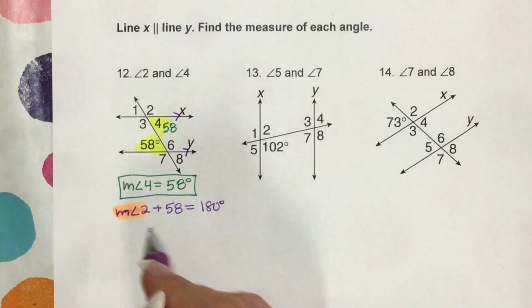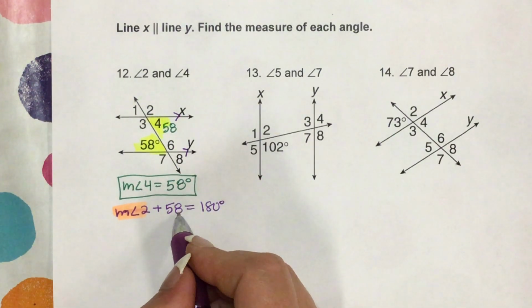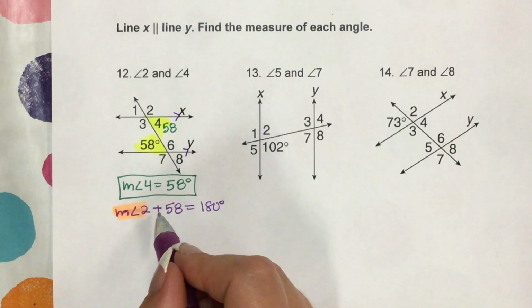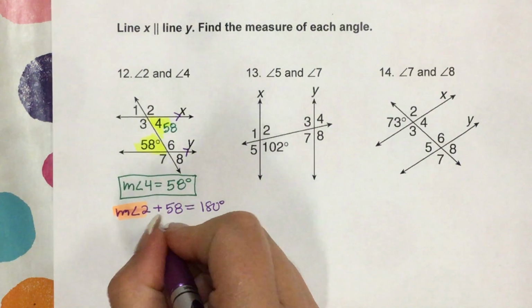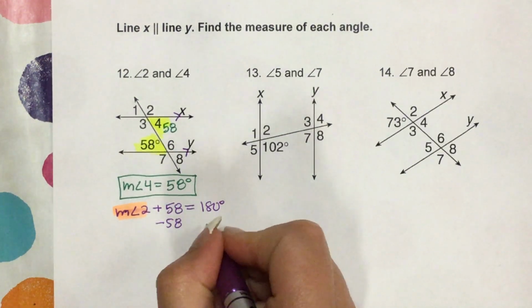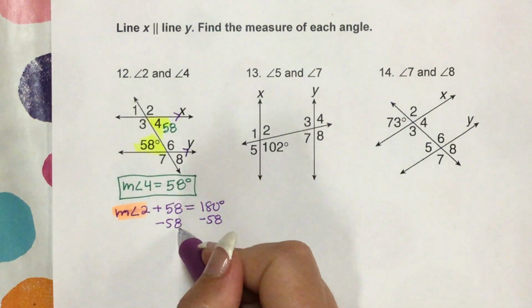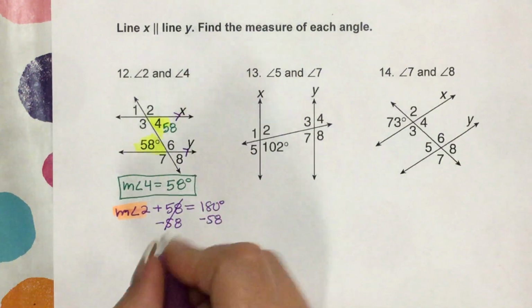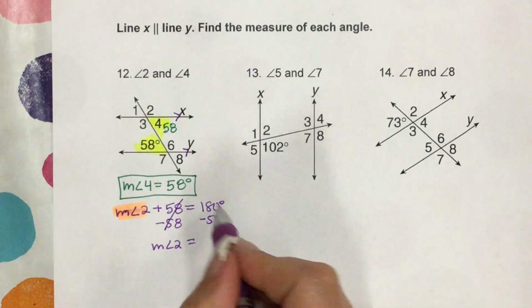So we want to isolate it, get it by itself. That means we have to get rid of the 58. Right now, the 58 is related to the measure of angle 2 by addition. So we're going to do the inverse operation of addition, which is subtraction. So we're going to subtract 58 from both sides of the equation. Positive 58 and negative 58, those cancel out. And we are left with the measure of angle 2 equaling whatever that is.